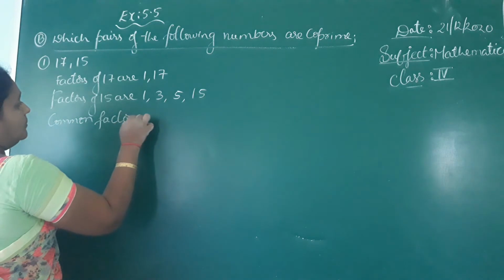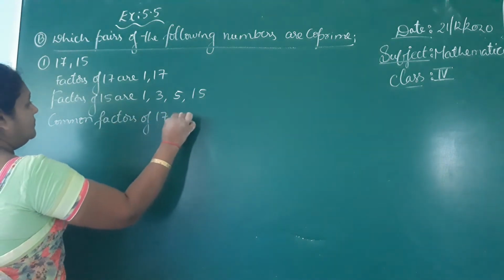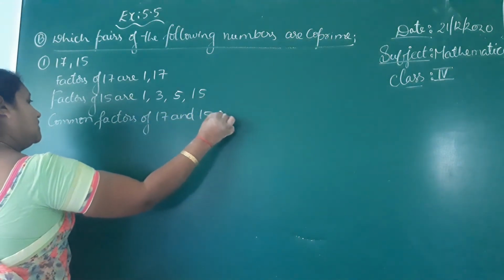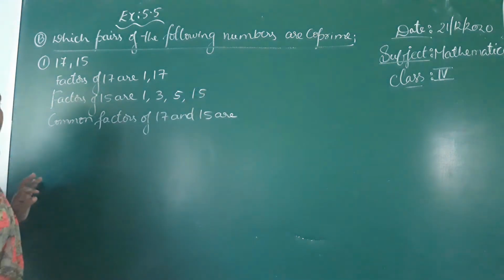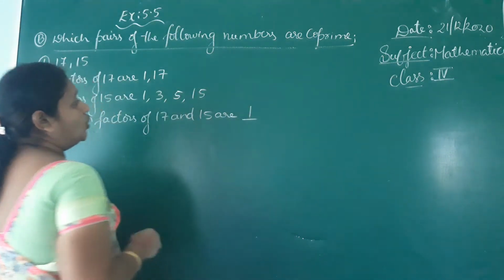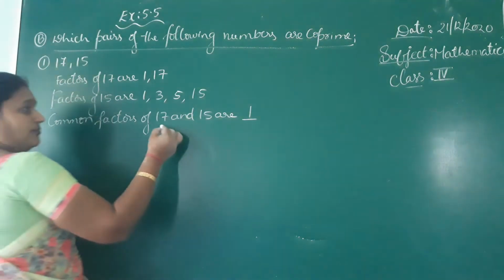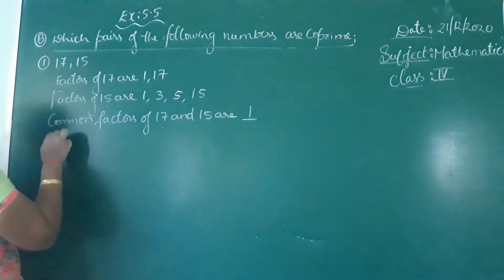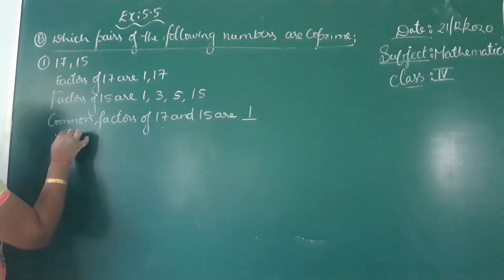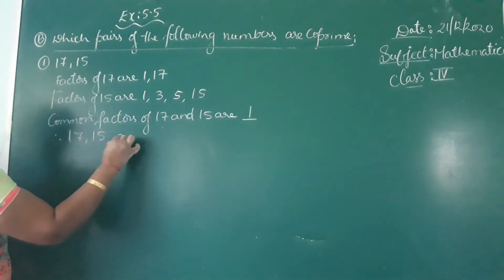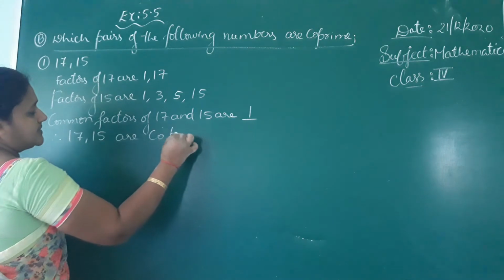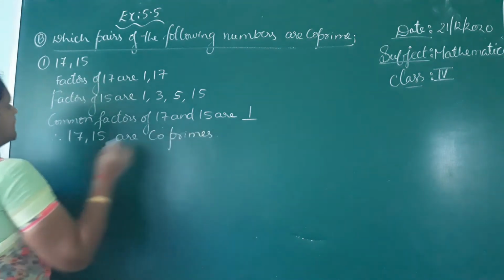Now we have to write the common factors of 17 and 15. The common factor is 1. No more common factors for 17 and 15. If the common factor of two numbers is 1, then those two are co-prime. Therefore, 17, 15 are co-primes.